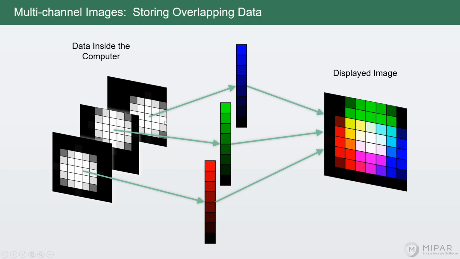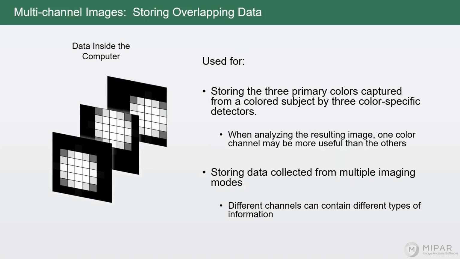And so this is the data inside the computer, three separate copies of your image, one with each color stored in it. And then when you display it, each of these channels gets run through a color map here, and then they get added together. Red, green, and blue all together equals white. So, multi-channel images are used for storing the three primary colors, captured from a colored subject by three color-specific detectors.